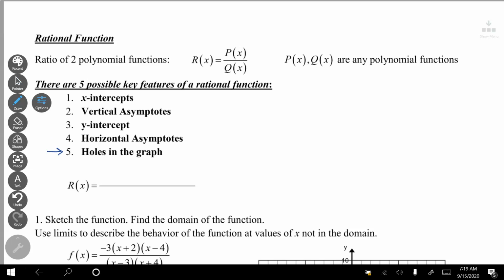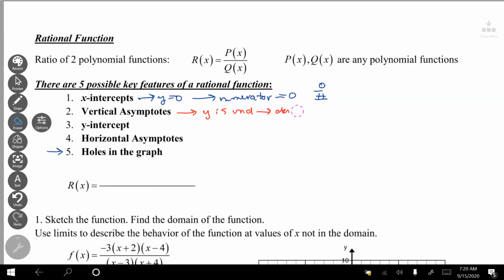Okay, so the x-intercepts is when y equals 0, or when the numerator is equal to 0. So when I have 0 divided by a number, this is a dot on the x-axis. A VA is when y is undefined, or, well, that's terrible, the denominator is equal to 0, or when I have a number over 0.